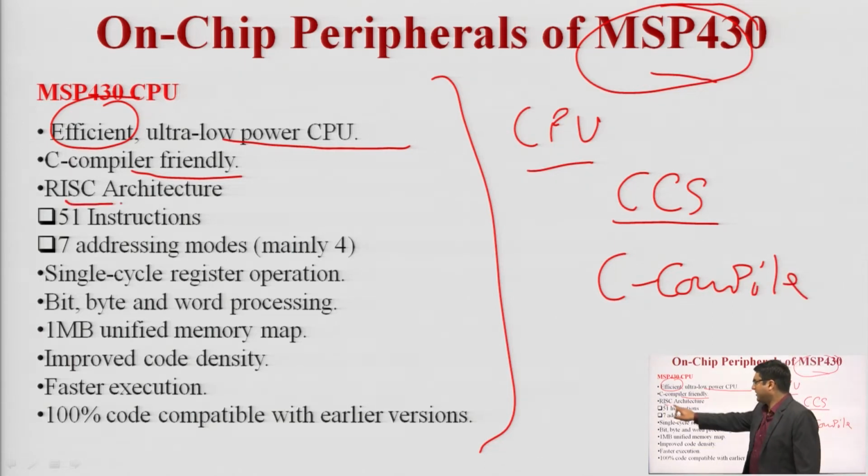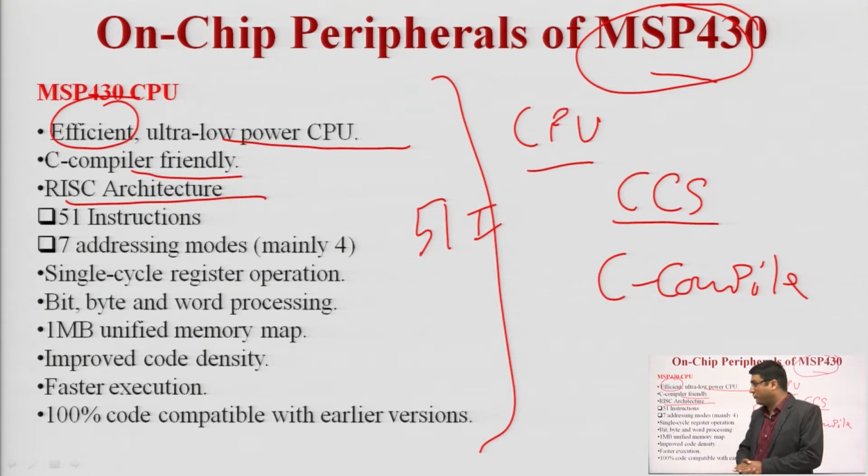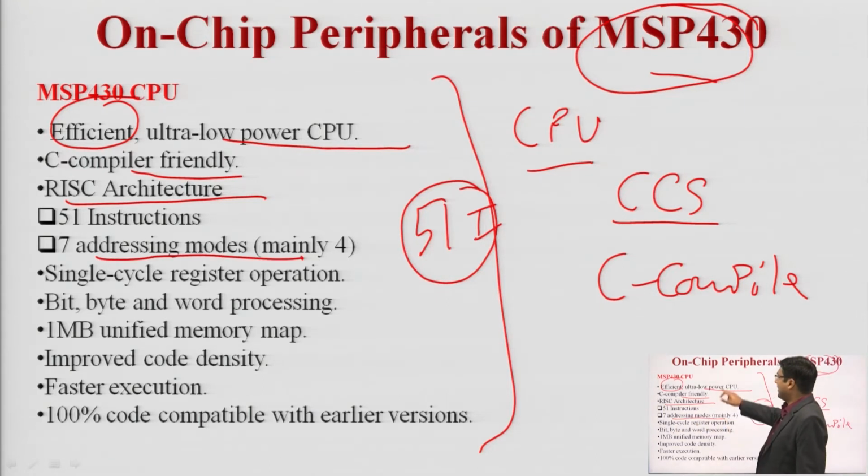It has a RISC architecture. RISC means reduced instruction set computing. Its processor is based upon RISC instructions. So basically it has a total of 51 instructions. In the next lectures we will see the various instruction sets in MSP 430. So there are a total of 51 instructions available, and there are 7 addressing modes available in MSP 430. We will see in our further lectures the various types of addressing modes available in MSP 430.